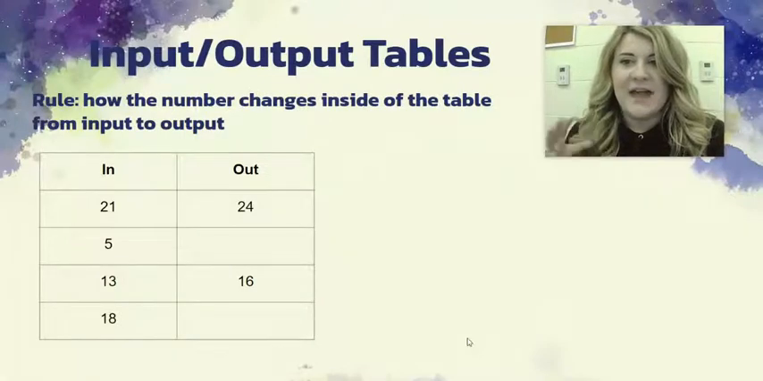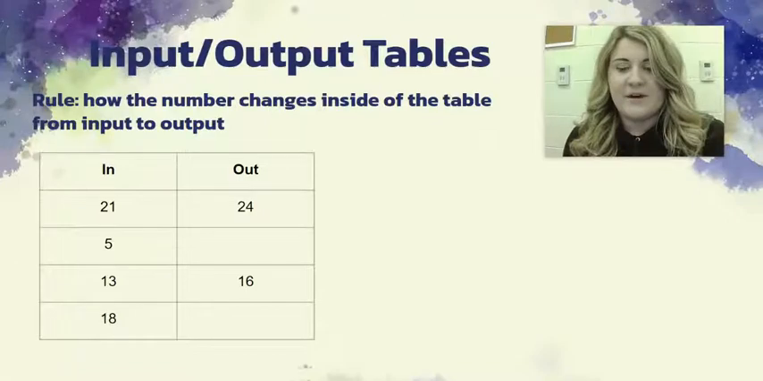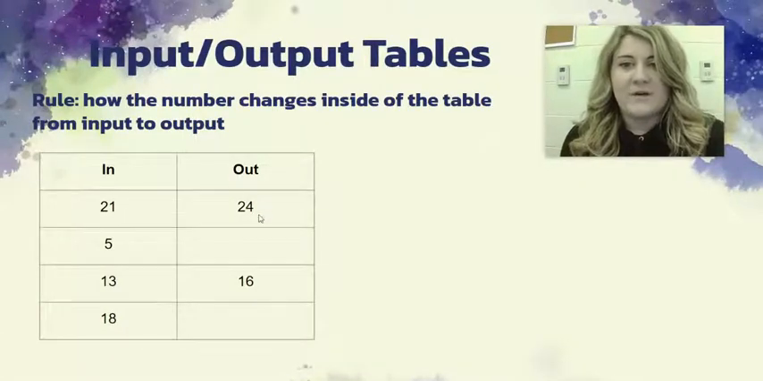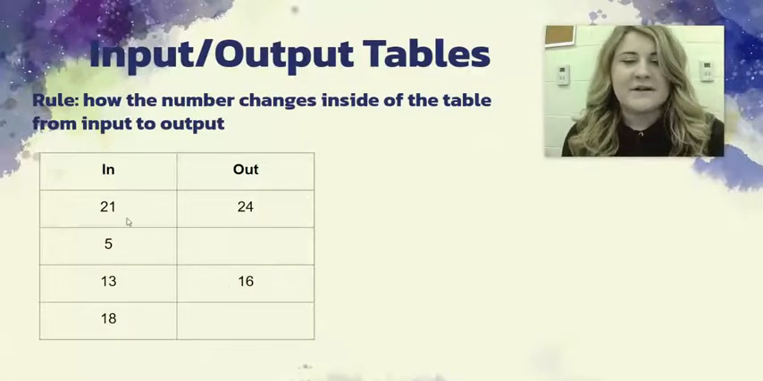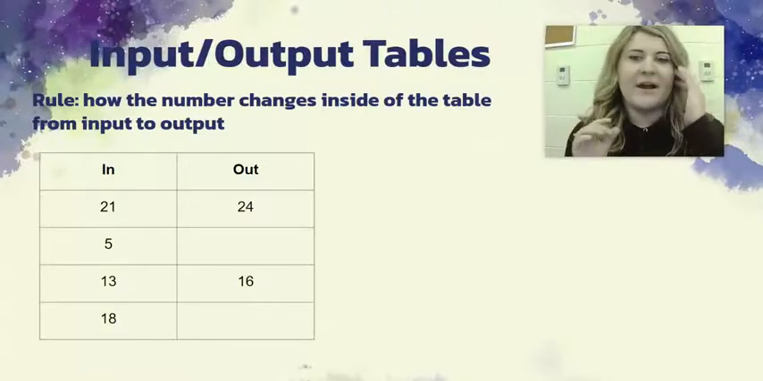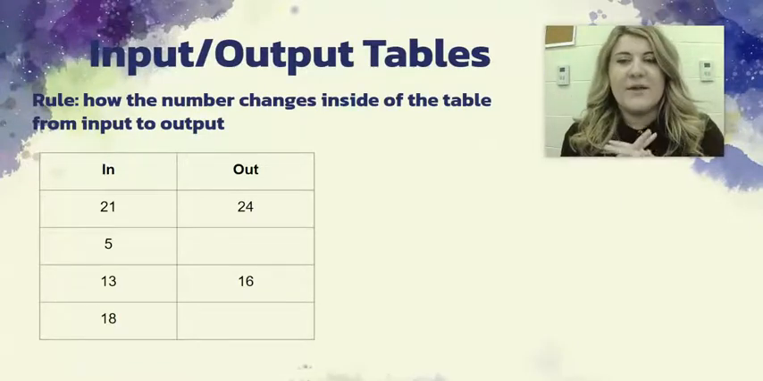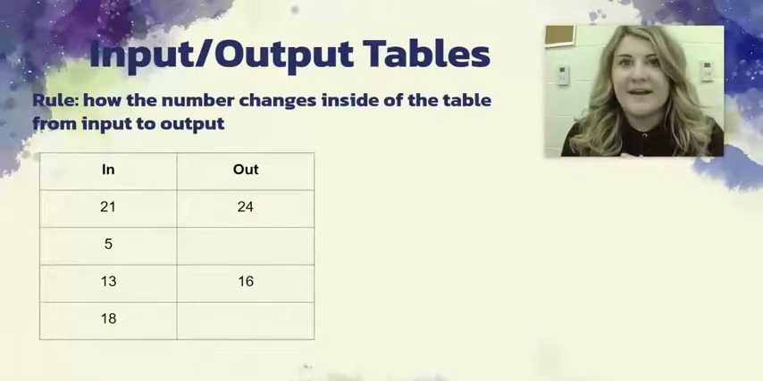So let's look at this. We have an in and out table, an input-output table, however you want to call it, and we have a few more numbers added in this time to make it a little bit more interesting. So it's going in as 21, coming out as 24. We have one going in as 13, coming out as 16. You always want to look at your two examples, or however many examples you have, to figure out the rule, okay? Now, I noticed that they're going up by just a little bit. They're not going up by huge amounts. So that's probably going to be an adding rule.